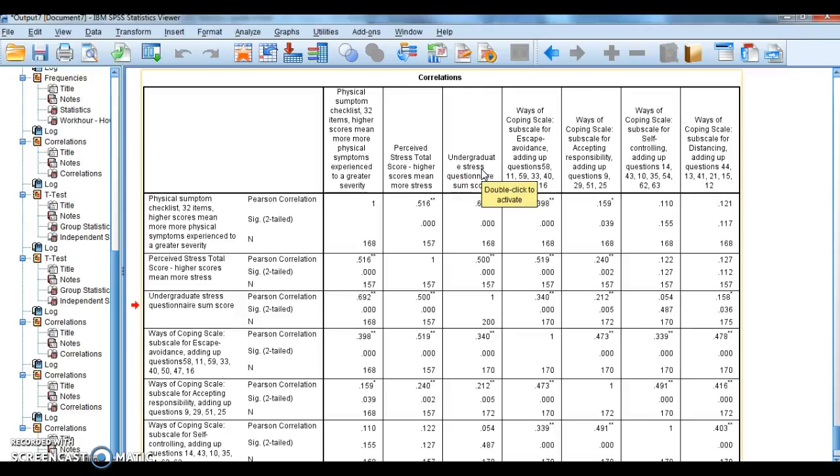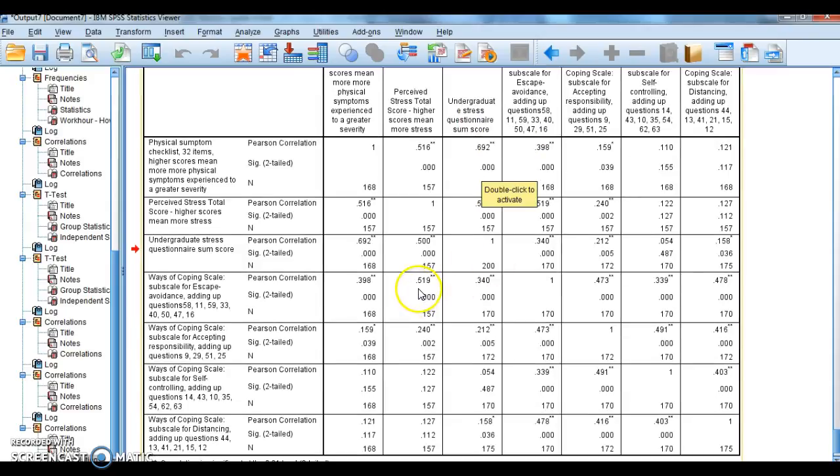And then I've also looked at some maladaptive ways of coping and seen how they relate to physical symptoms. You'll see that escape avoidance and accepting responsibility, both of these are positively related to more physical symptoms. They're also positively related to higher perceived stress and going through more stress events.